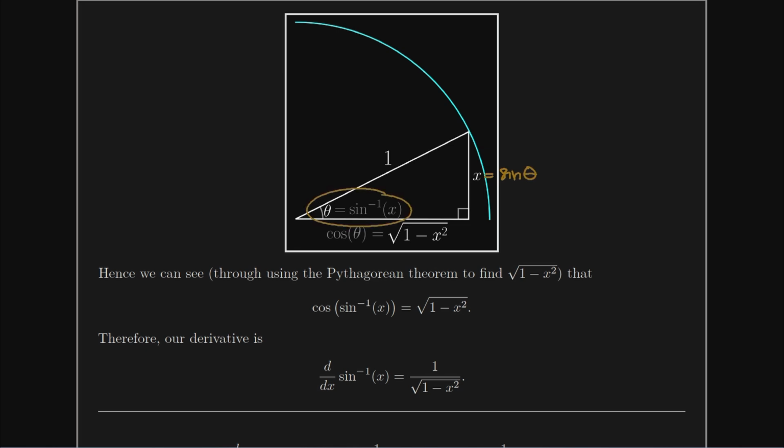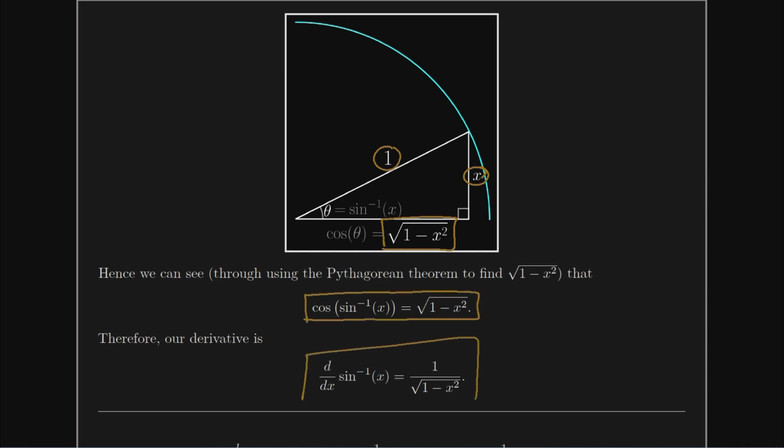Well, how do I find the remaining side of the triangle? I just use the Pythagorean theorem, which says the hypotenuse is always 1 on the unit circle. I know my first side length happens to be x. What is my third side length? Well, it's 1 minus x squared, and then you take the square root of that. So you find out that cosine of sine inverse of x is root 1 minus x squared.